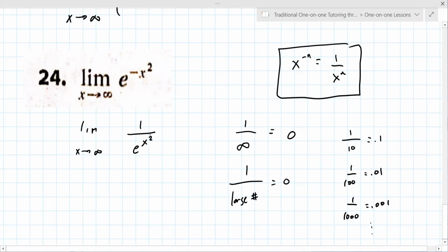So what happens down here? When x goes to infinity, what happens to e to the x squared? Well, what does the graph of e look like again? Yeah, it looks like that. So this x squared actually just makes it grow even faster. So what happens at infinity? This e to the x squared goes to infinity. So this is approximately 1 over infinity, which is why it goes to 0. Okay.